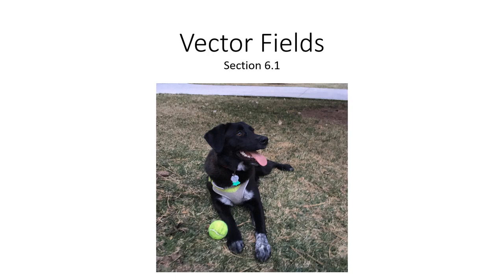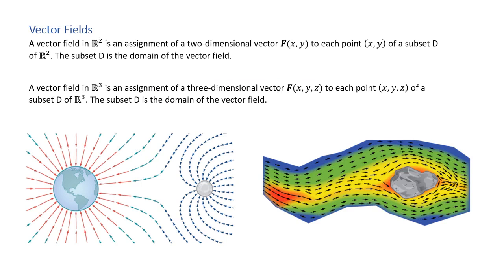So in this section, section 6.1, I am just going to give you an introduction to vector fields. I just want to explain exactly what I mean by a vector field and how we can start to visualize that. So a vector field is basically a collection of vectors. Vectors are assigned to every single point in the domain.